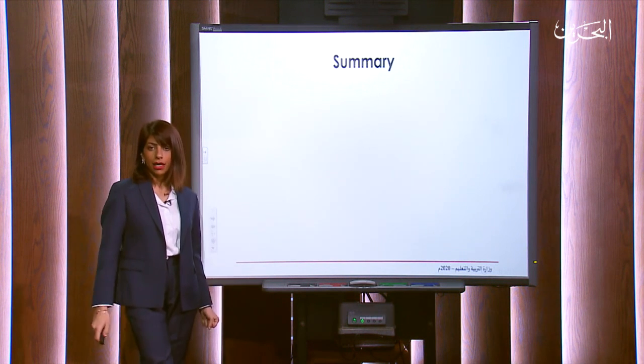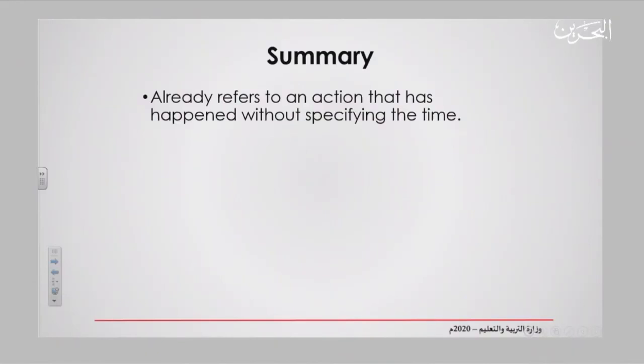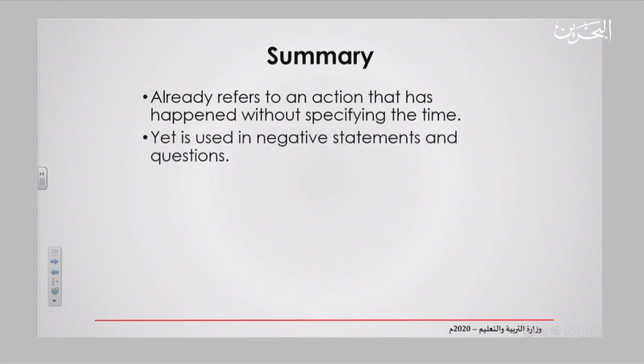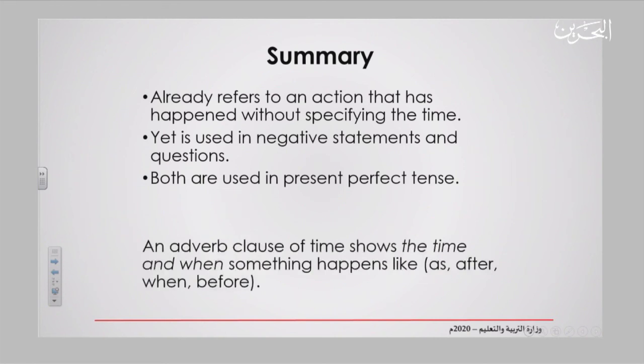Let's go now to the summary of today's lesson. Already refers to an action that has happened without specifying the time. Yet is used in negative statements and questions. Both are used in present perfect tense, which is I plus have plus past participle form of the verb. Yet comes at the end, already could come at the middle or at the end. Last but not least, an adverb clause of time shows the time and when something happens, like as, after, when, and before.